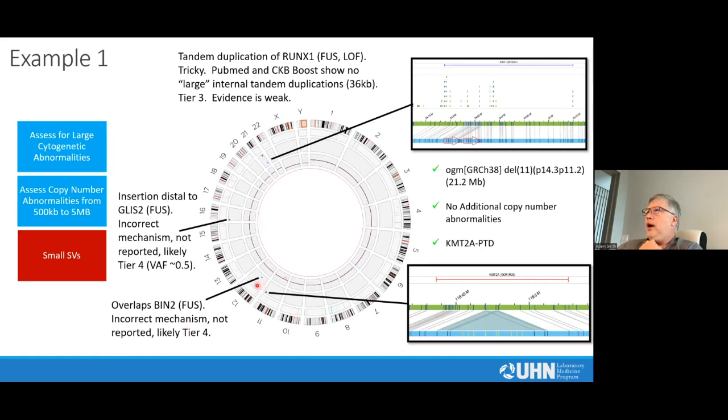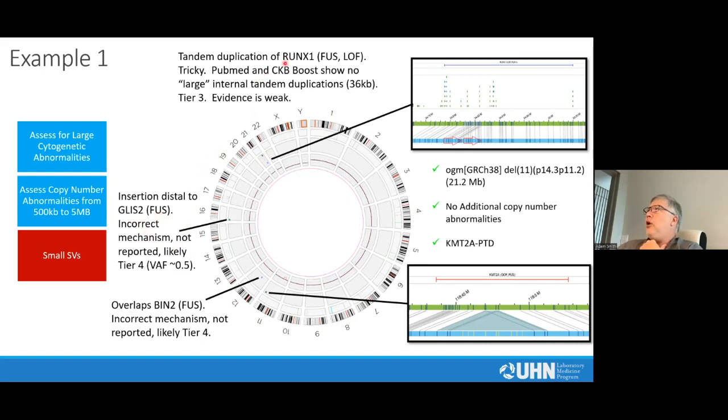We've got this abnormality here with BIN2. BIN2 is in our region file, but it's designated as a partner of fusions, so this is not the correct mechanism. And in fact, VAFs here are very close to 0.5 in both cases, so these are most likely tier 4 abnormalities, present in the person constitutionally. Same thing here with this insertion distal to GLIS2. GLIS2 is a fusion partner generally, so incorrect mechanism, not reported.